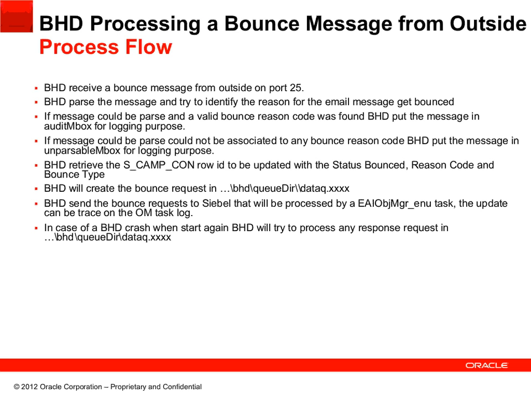BHD also retrieves the SCAMCON row ID, that is the row ID of the contact, and it sends a SOAP message to Siebel to update the bounce reason code and type of that particular contact or prospect. BHD will create this bounce request under the BHD queue directory, in the data queue.x86 file, to process it. So in case of a BHD crash, it will retrieve from this place under the queue directory, and no bounces will be lost.